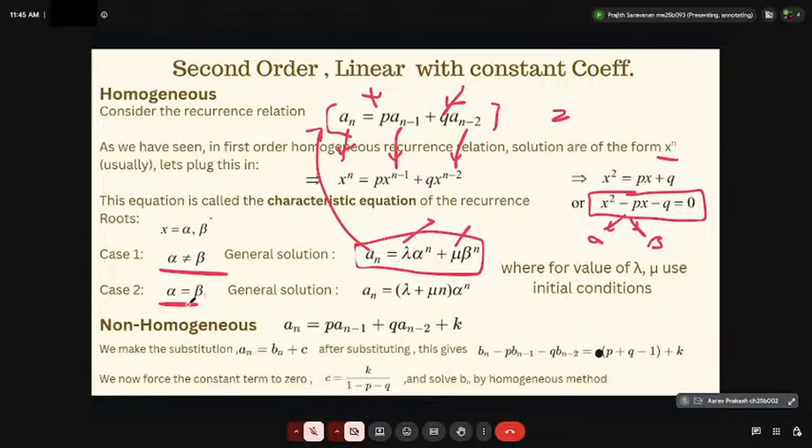And if alpha is beta, then we cannot simply substitute alpha is beta here and write 2 lambda alpha power n or something. This does not work. We will have this sort of form. So the nth term will be lambda plus mu n into alpha power n. This recurrence is very important because Fibonacci and even the first 2, 3 recurrences I had shown you in examples are of this form only.